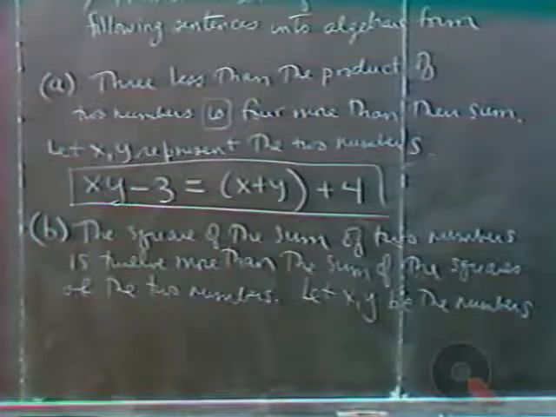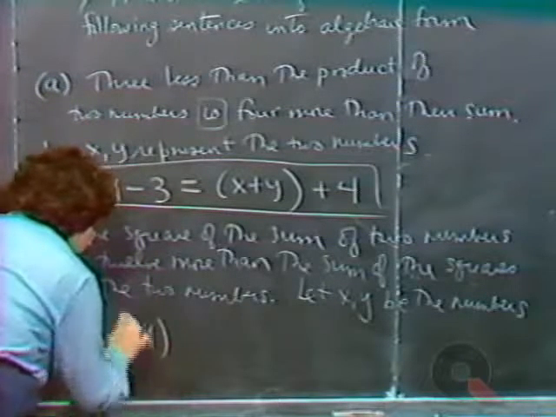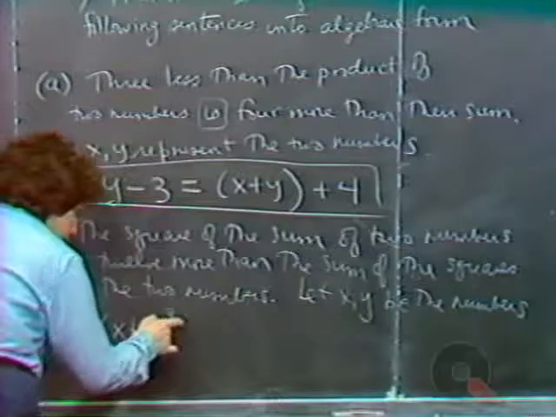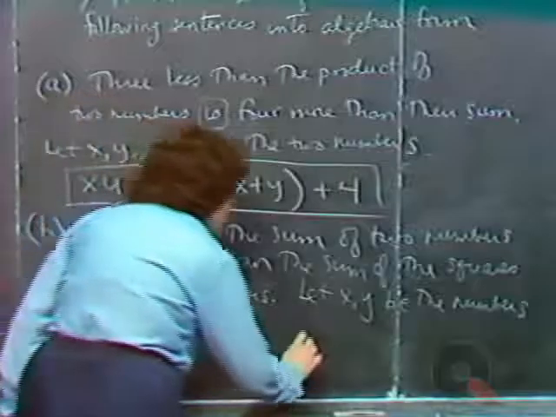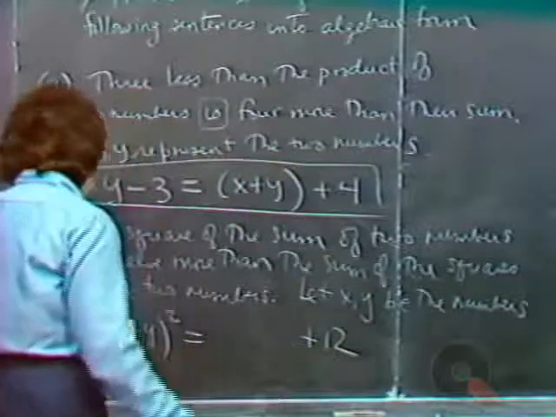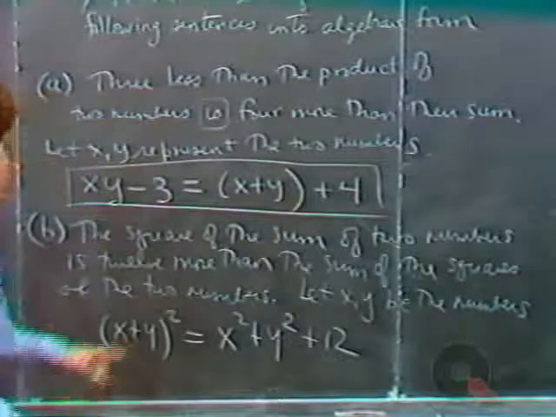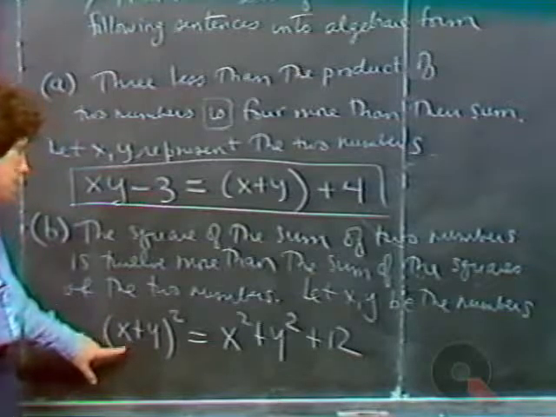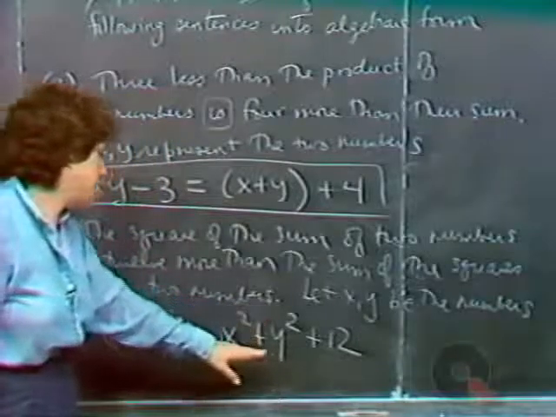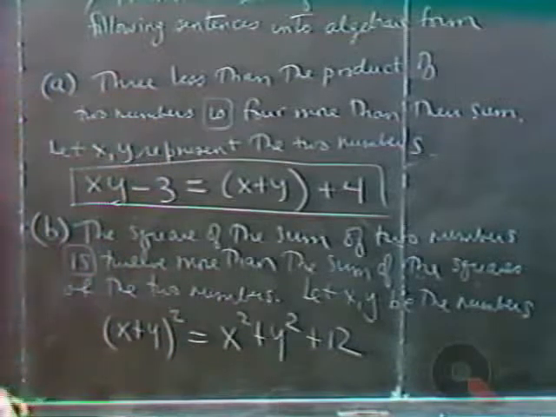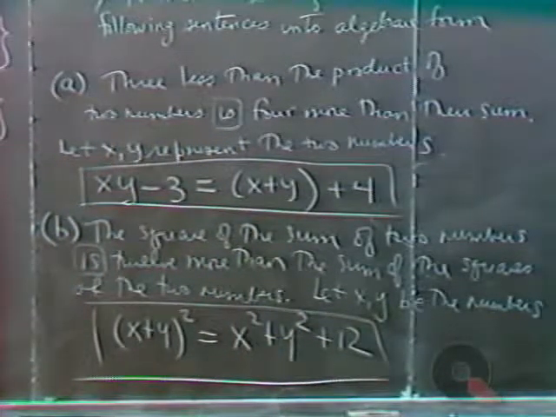The square of the sum of two numbers. Here is the sum. Here is the square of the sum of two numbers, is, equals, 12 more than the sum of the squares of the two numbers. And that brings us to the end of this tape.